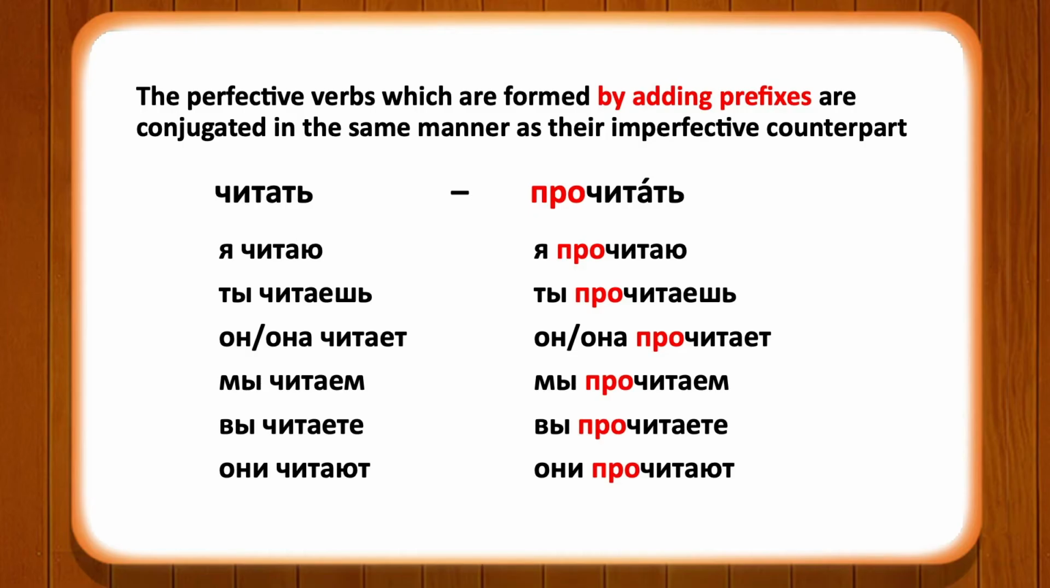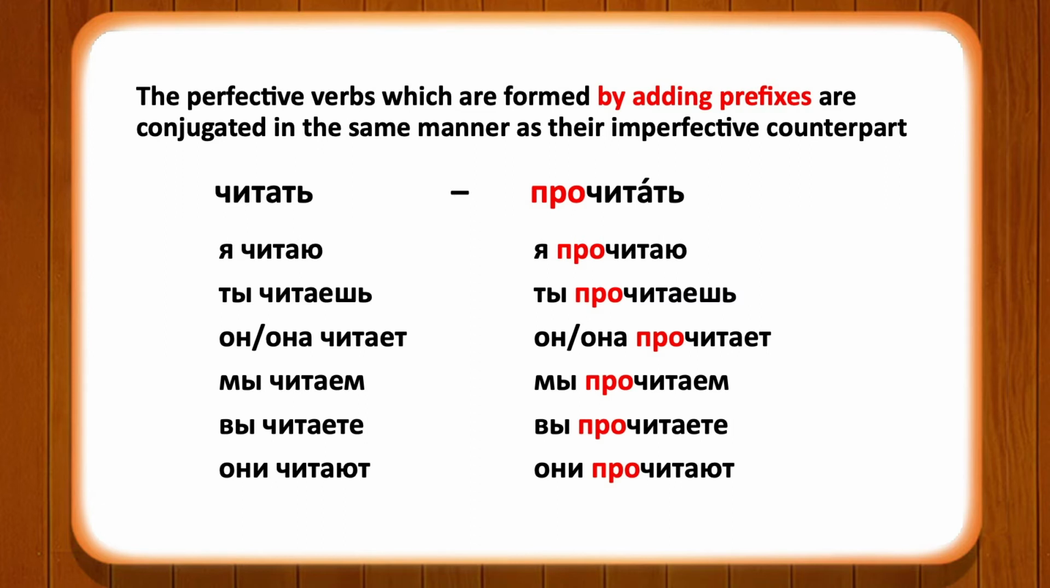So, chitach is conjugated like ya chitayu, ti chitayish, on chitayat, ana chitayat, mui chitayim, vui chitayche, ani chitayut. The perfective aspect of this verb is prachitaj. It will be conjugated in the same manner as chitaj. Only thing is that you will add the prefix pra in each form.